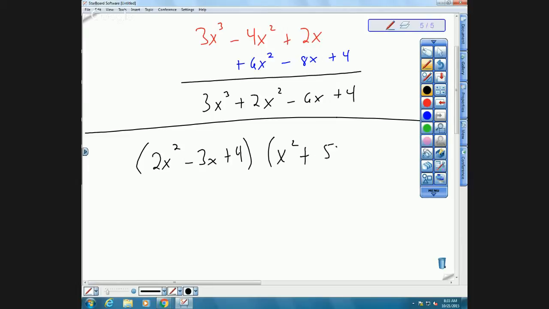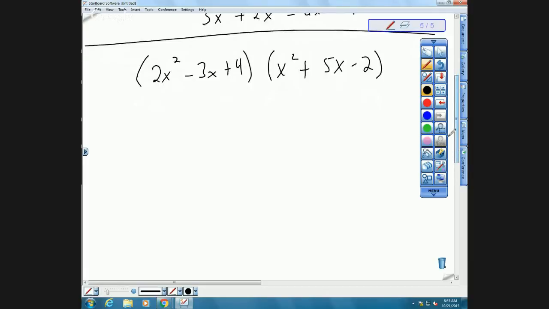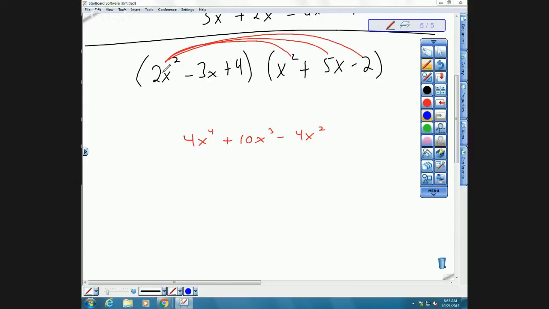What if you have a trinomial times a trinomial? Same thing. I've got to take everything in this one times everything in this one. It's probably not very fun. So 2x squared times all those would be what? 4x squared plus 10x cubed minus 4x. What did I do wrong there? That should be 4x to the 4. 2x squared times x squared should be 4x to the 4. All right, so I've taken the first one times everything.